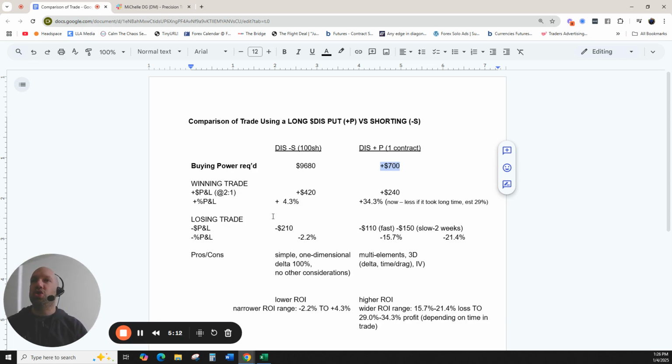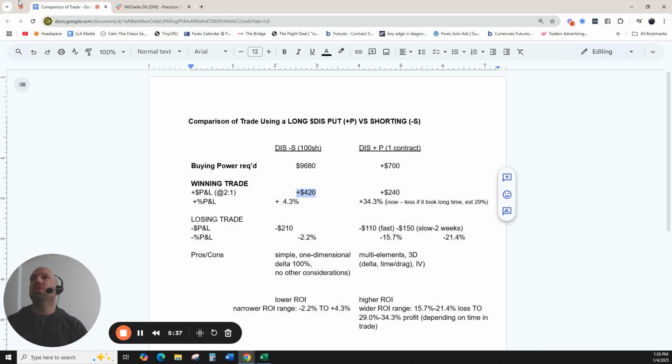Let's just do the profit on this one. So the winning trade. Let me make that bold. Winning trade P&L at a risk 1 to make 2. So risk 100 to make 200. Let's look at it here. You would have made plus $420 shorting the stock.